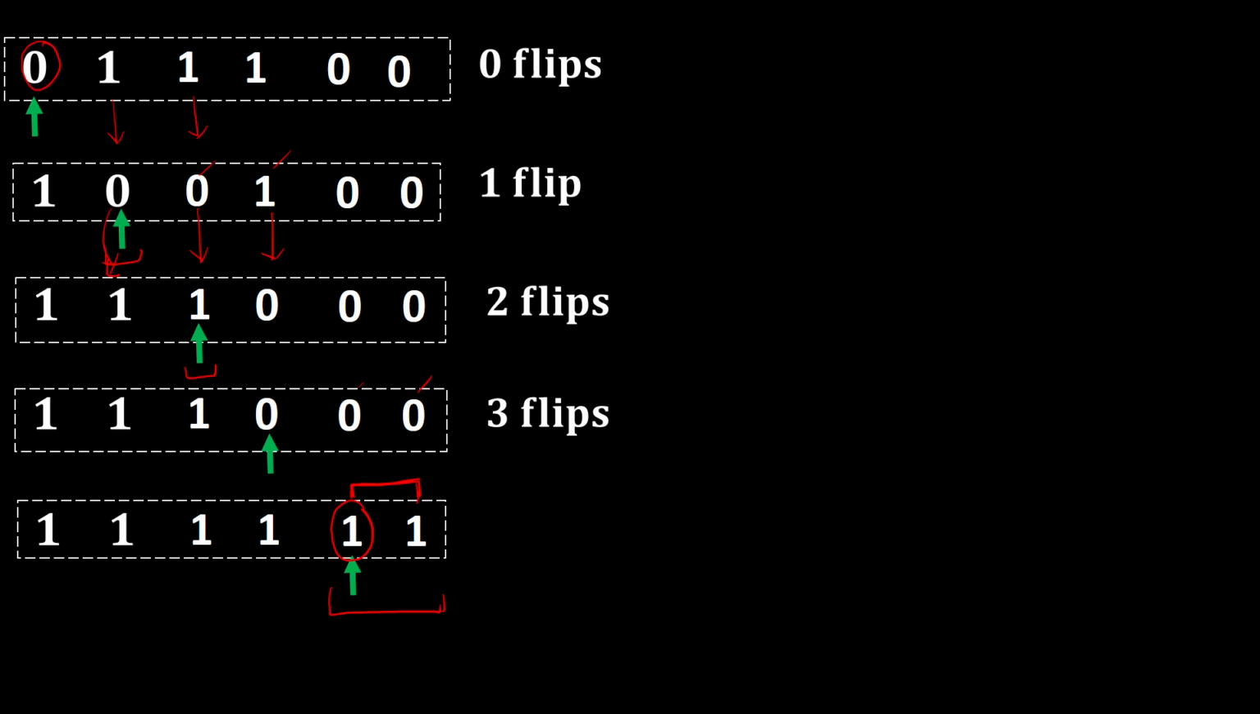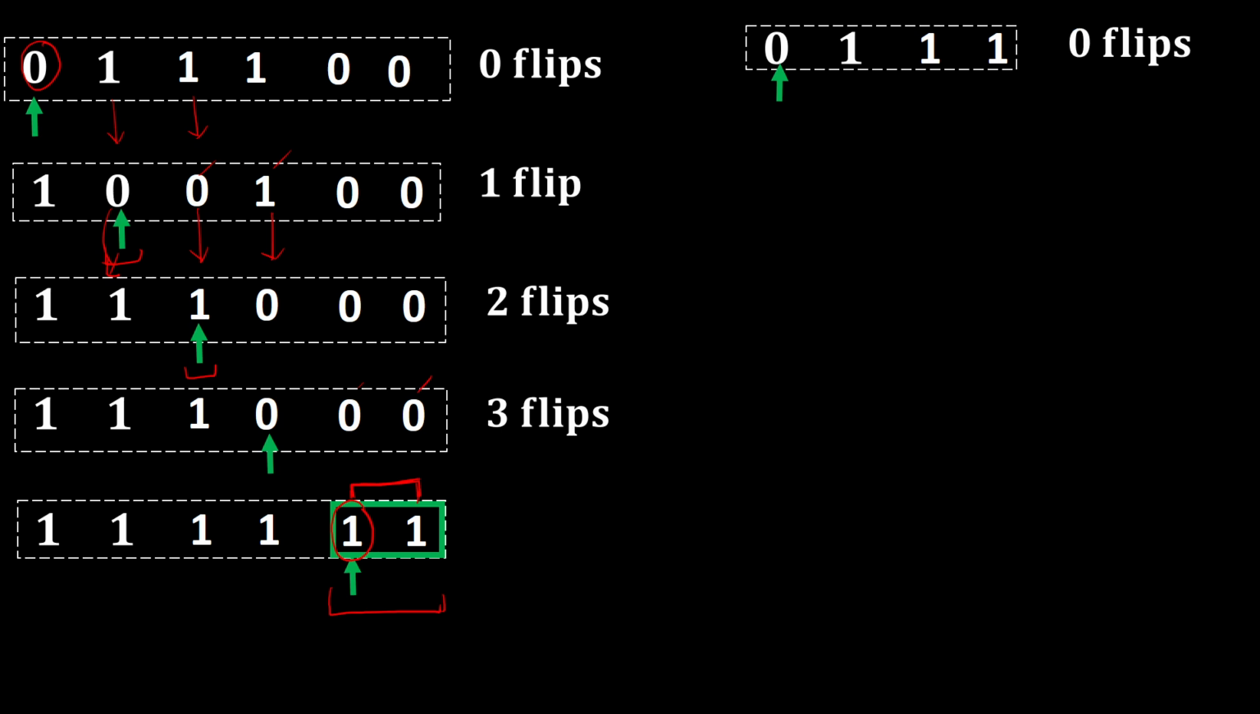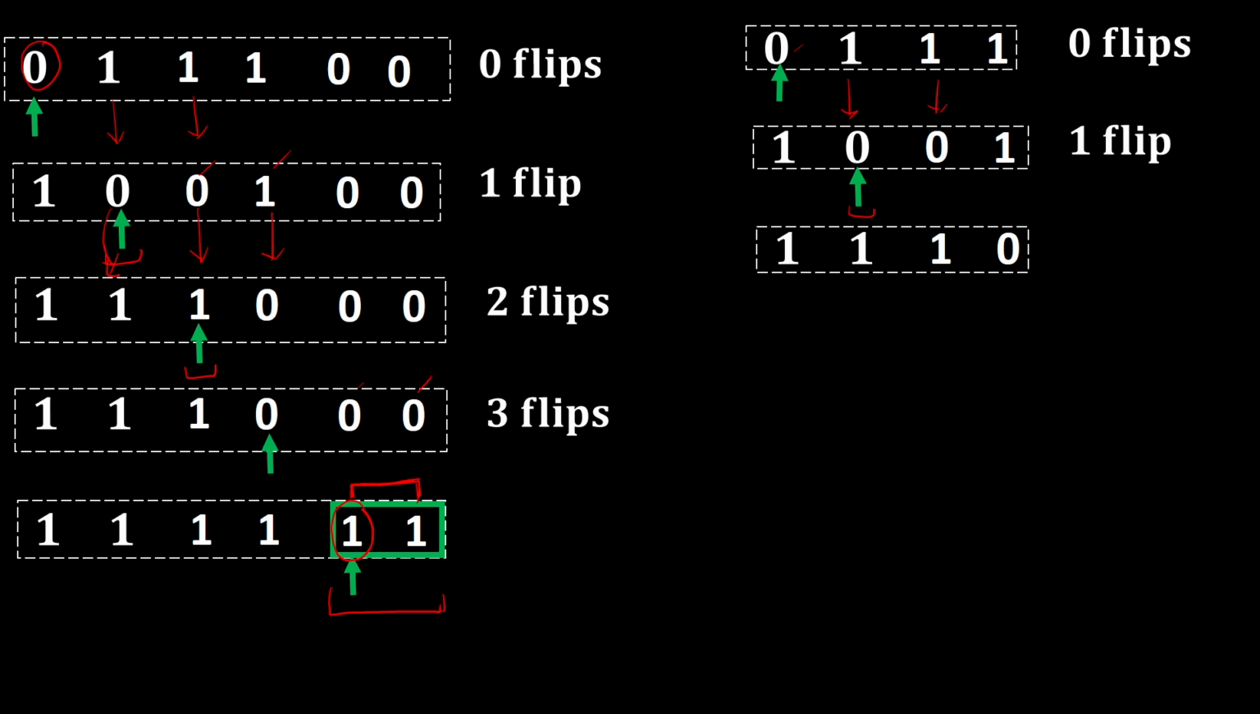Let's see why. Say you have this case, this 0, 1, 1 and 1. You start traversing from the left. Currently you have 0 flips. Now to make this 0 into a 1, what do? You flip. But in the process, this also gets flipped and this also gets flipped. Now your green counter is at this and the total number of flips is 1. This gets converted by flipping, but this also gets converted and this also gets converted.